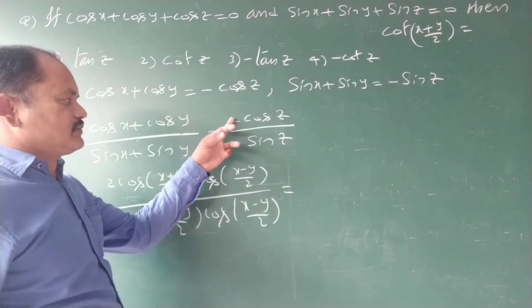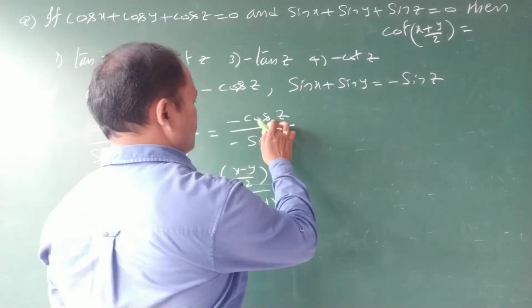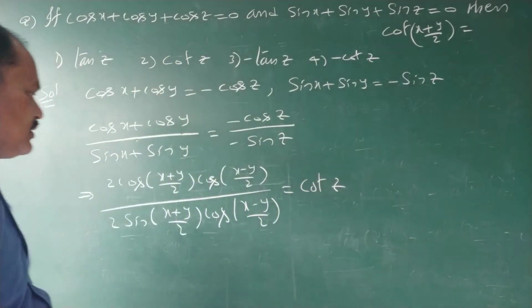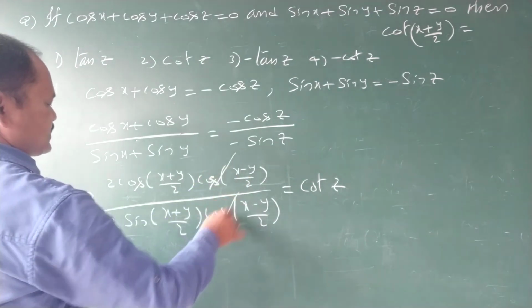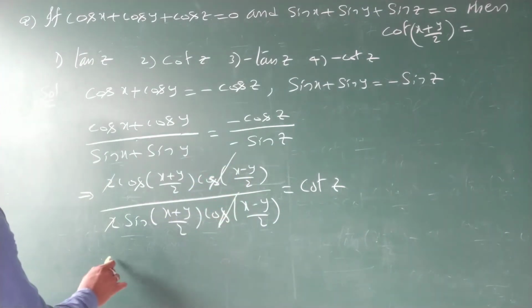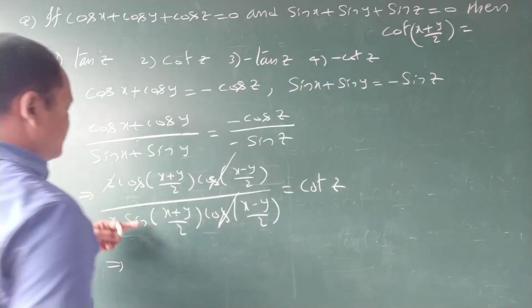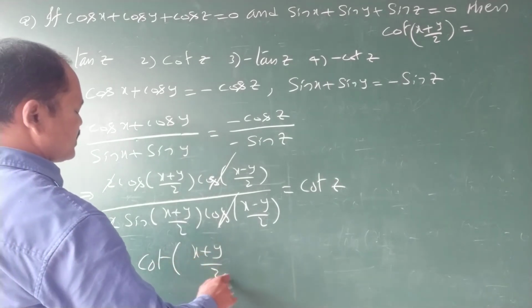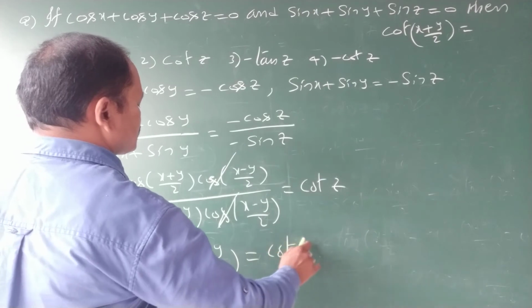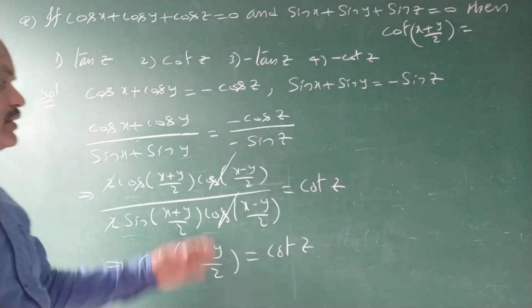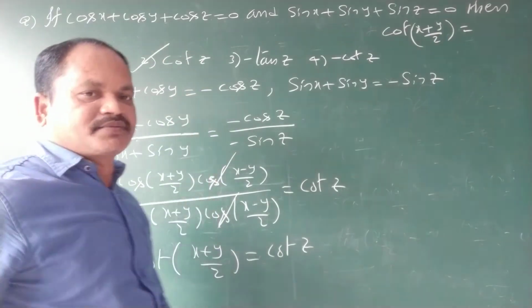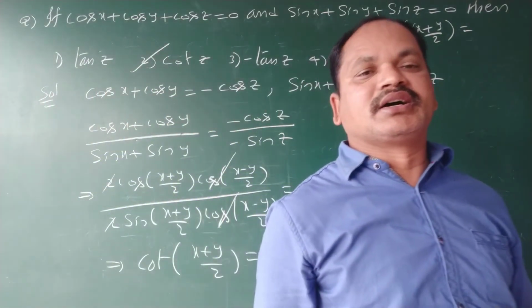Here minus minus gets cancelled. Cos z by sin z is cot z. That's why these two get cancelled. Here the 2 gets cancelled. Then cos by sin is cot (x plus y) by 2 is equal to cot z. That's right. So which option is that? Second option. The second option gives cot z. That is the result. That's all.